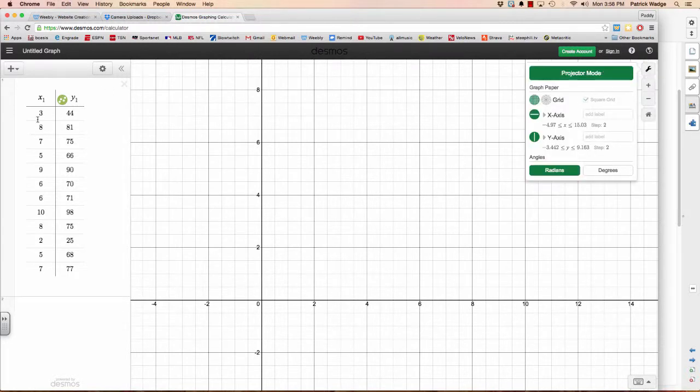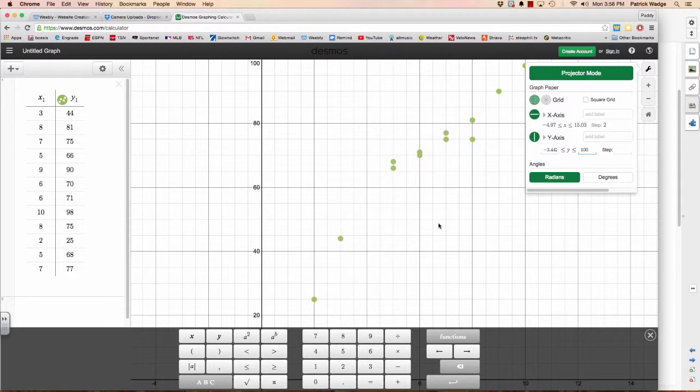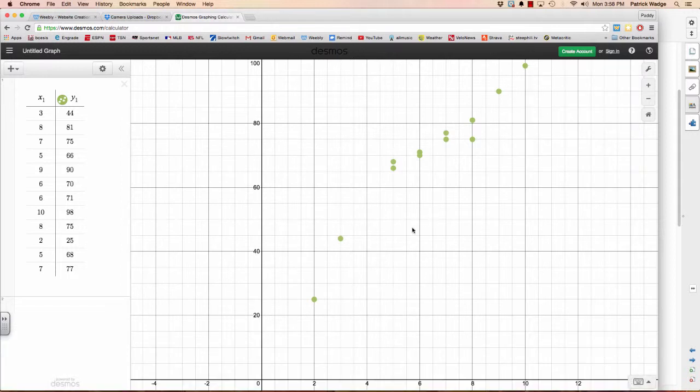So with the x's, the most I see is 10. Let's go a little bit above 10. Actually, 15 is fine. We'll just leave that. With the y's, we need to go up to 100 to be able to see everything here. And there you go. So what does that look like, first of all?